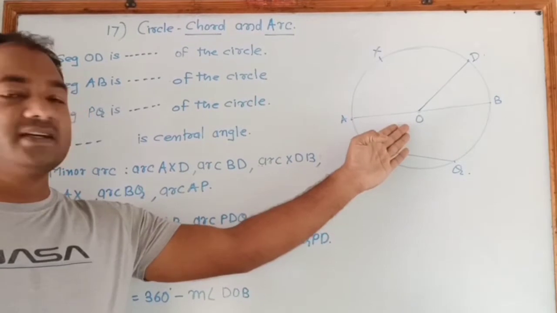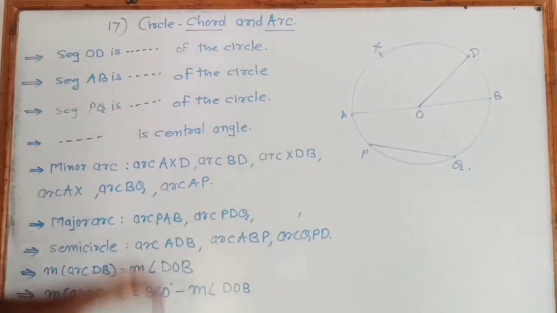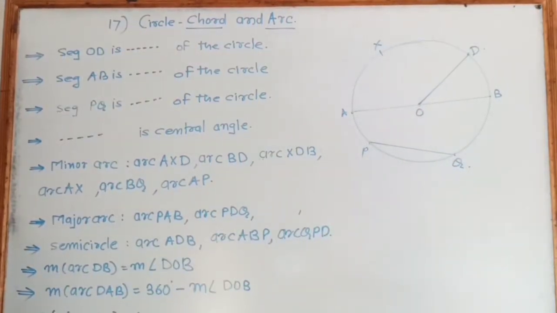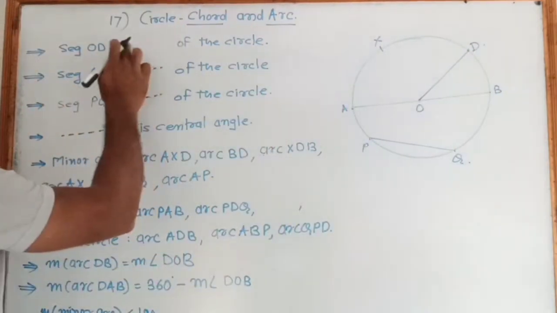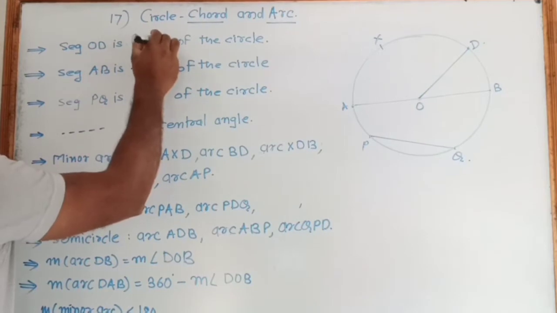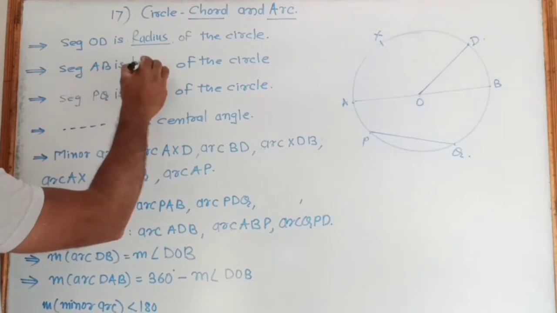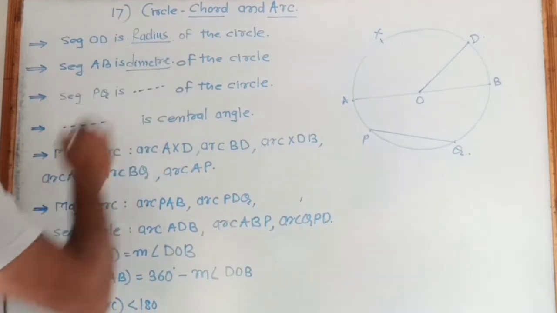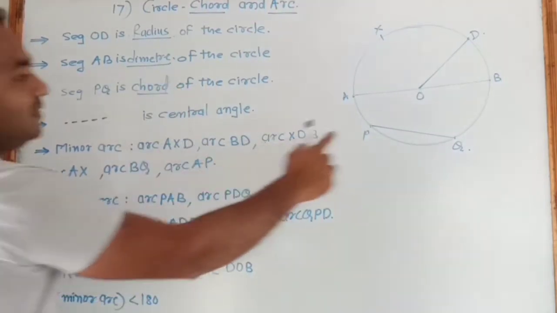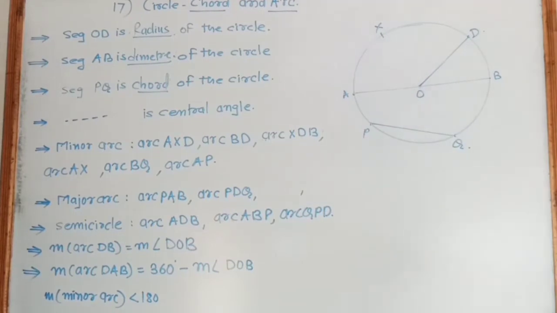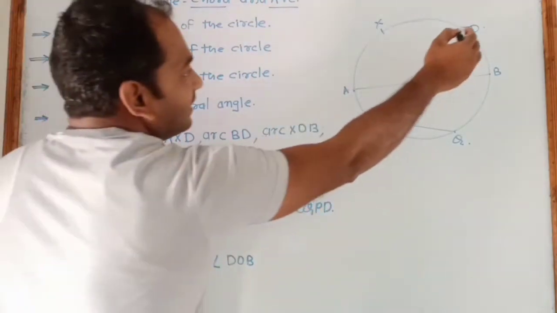Now look in the figure here. Observing this figure, we have to fill in the blanks here. So see, segment OD is the radius of the circle. Segment AB is the diameter of the circle. Segment PQ is the chord. You can see in the diagram, PQ is the chord of the circle. Now, what is a central angle? DOB.